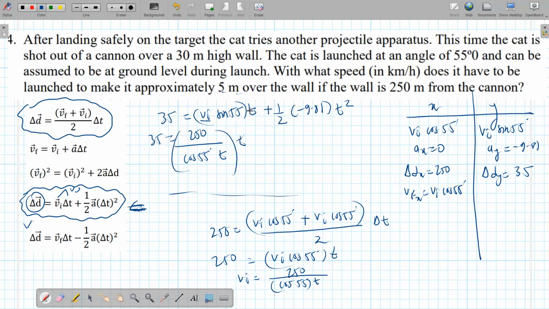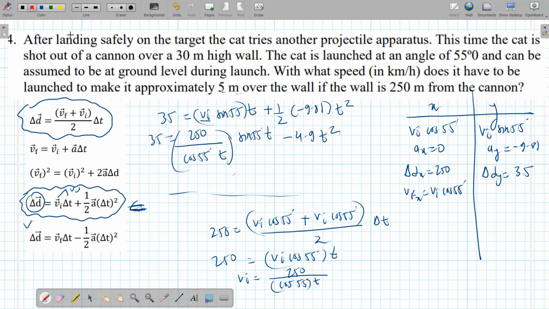And then there's another extra t right there. Actually, there's a sine there as well. So we have that, that's just VI, and then we have sine 55 times t. Plus 1/2, yeah, well, it's gonna become minus 4.9 t squared, like that. Okay. Good so far, yes.